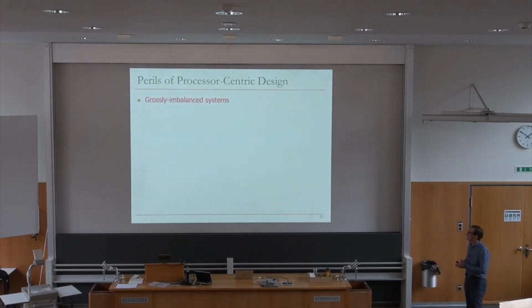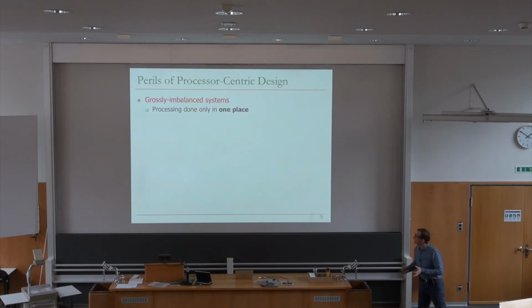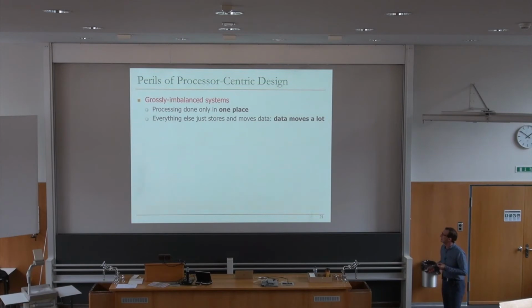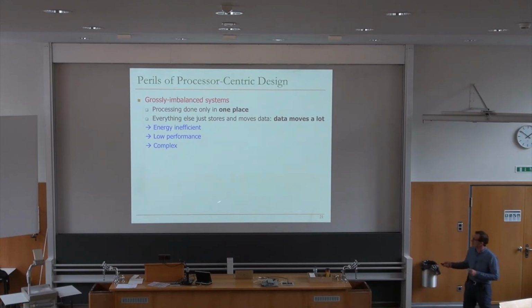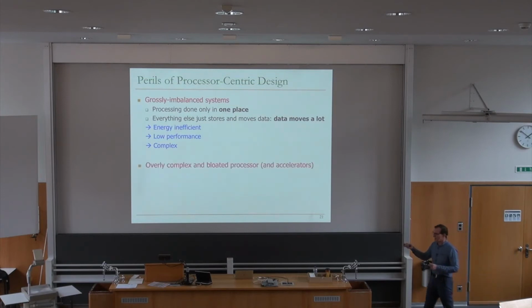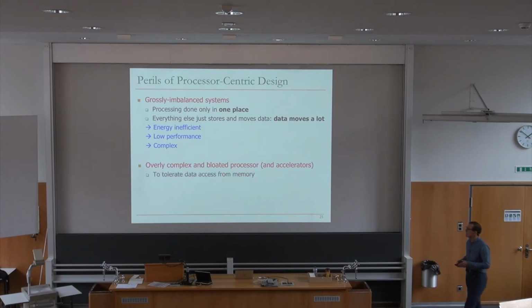So essentially, the key realization is that we have a grossly imbalanced system. Remember, balanced design is one of the key principles in architecture. Today we have a grossly imbalanced system because processing is done in only one place. Everything else just moves and stores data. They're all dumb, basically. Data moves a lot. And this is energy inefficient, low performance, and complex, because you need to design a complex system to do processing only in one place, and that thing needs to become very complex. As a result of this imbalance, you have an overly complex and bloated processor and accelerators, because they need to tolerate the data access from memory, which is long and slow, and which goes through a thin bottleneck.